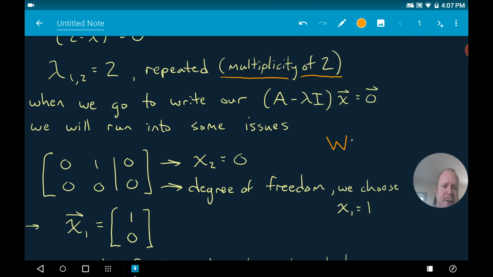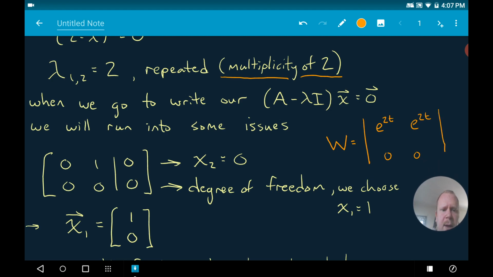if we think about our Wronskian, it would end up being something like, let's see, e to the 2t, 0, e to the 2t, 0, right, for a y2. And this is going to give us a Wronskian, or determinant, that's equal to 0. And that means it's not going to be a fundamental set of solutions. So we can't do that.